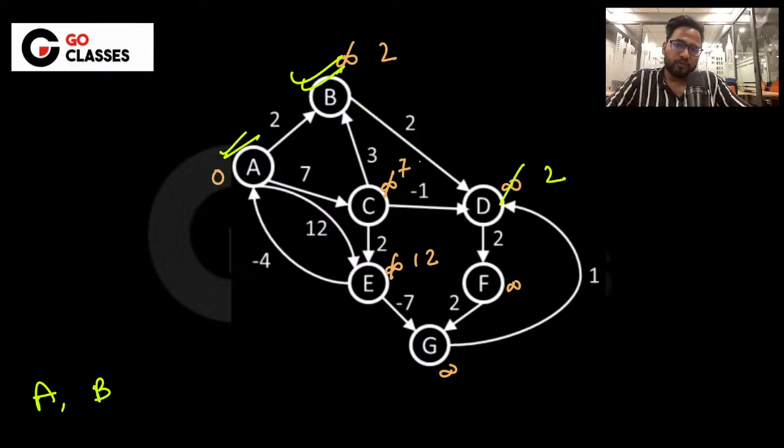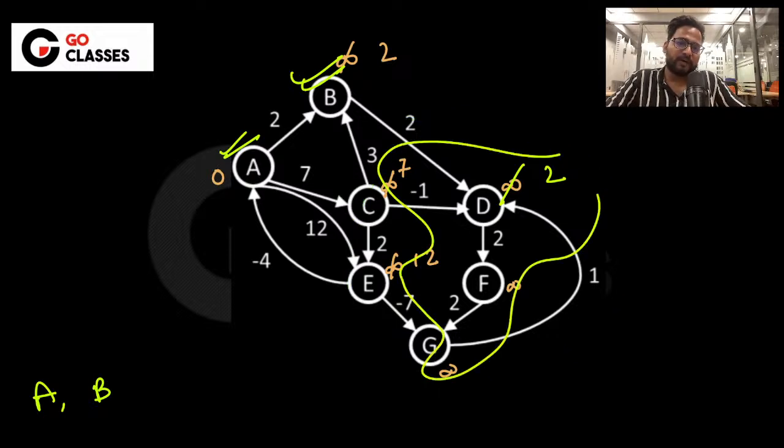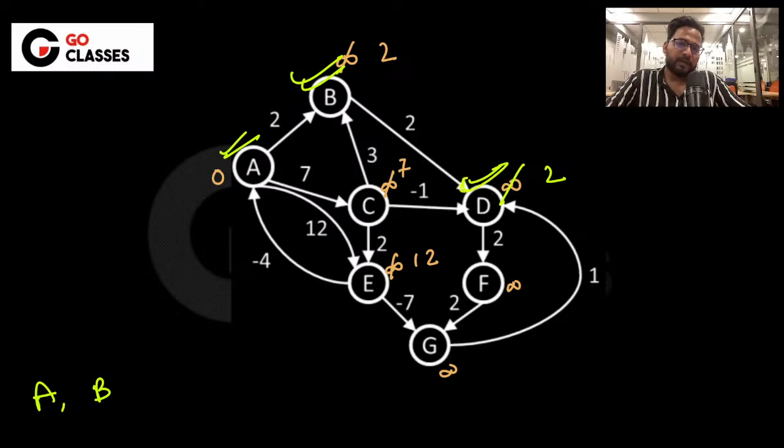So it is 2. I think only one outgoing edge is there, so only 2. Now if you check the minimum among all of this, so maybe 2, 7, 12, infinity, infinity, the minimum is 2. So basically you will again pick this, right? And then you will say that okay, D is the next one which is picked, and the answer is 2 here.